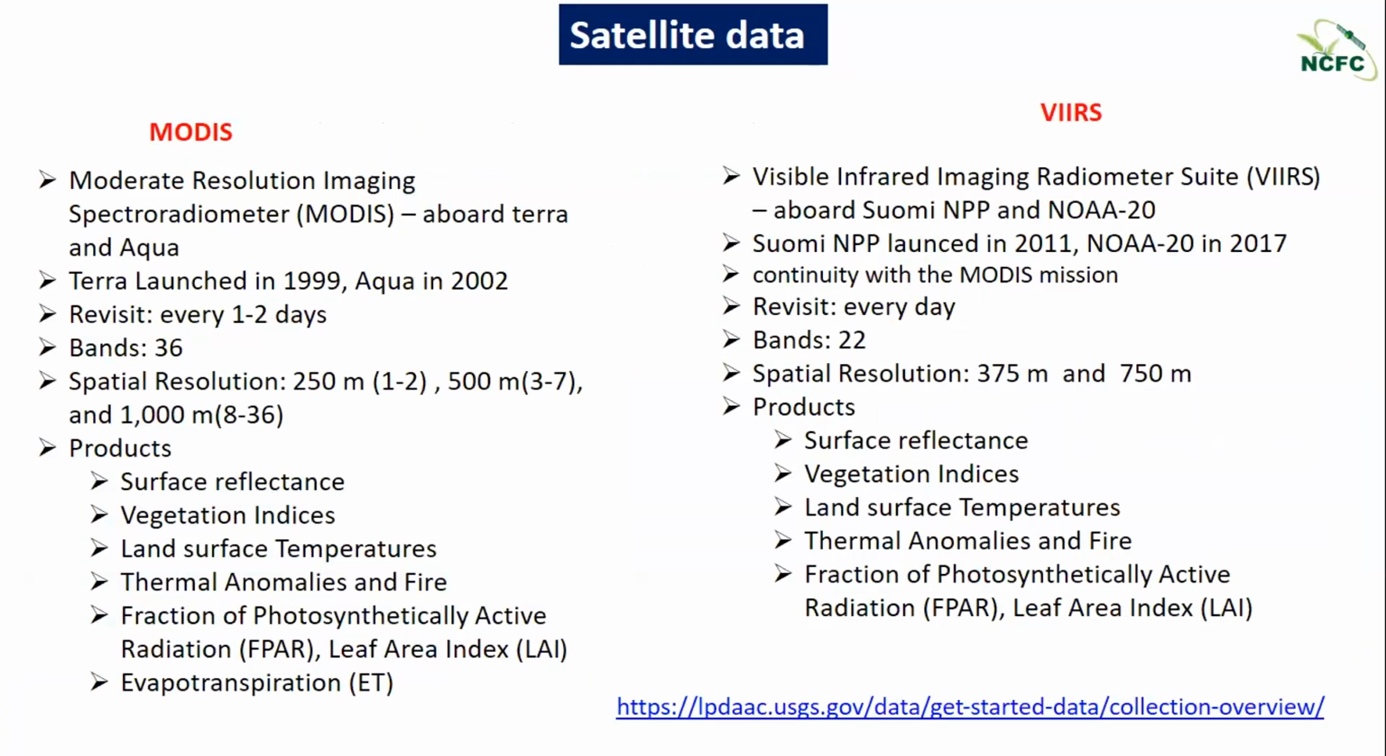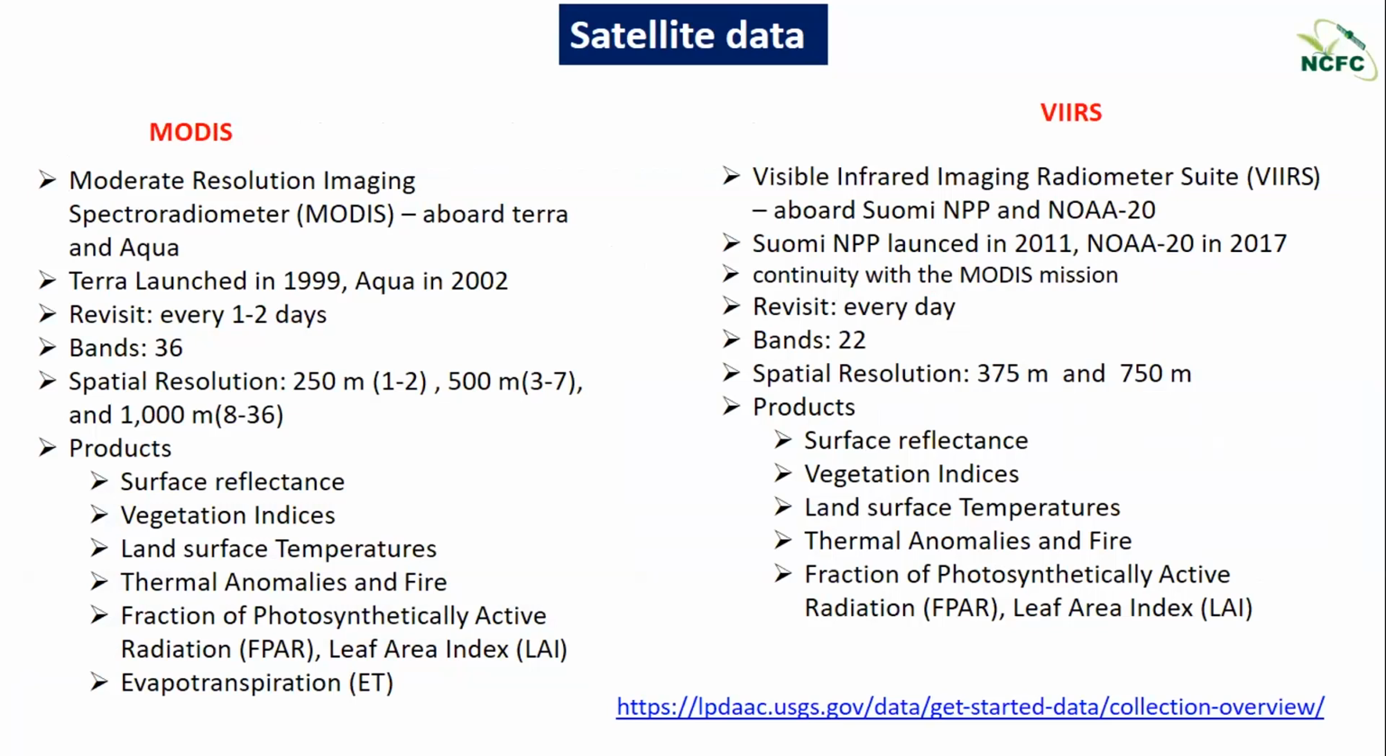And these are some of the coarse resolution satellites, where MODIS is the major one. From 2000, we are getting this data. So we have long-term data. You can do a lot of long-term analysis using this data. It is available at 3 spatial resolutions, 250-meter, 500, and 1 kilometer.